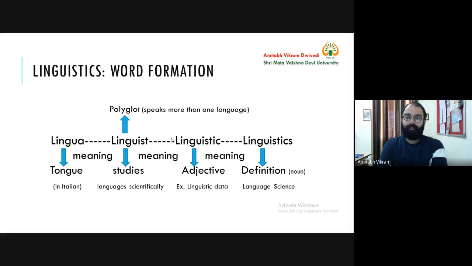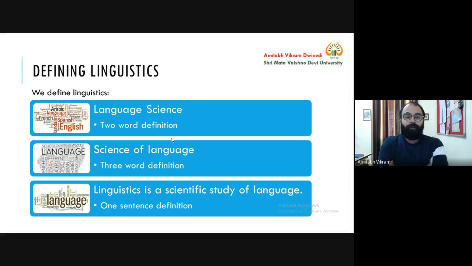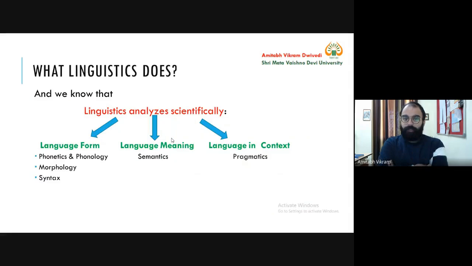languages scientifically. This meaning is quite important for us, and we have also seen what we mean by to study something scientifically. We also try to define linguistics, and we can define it in two words as language science or science of language, or we can also have a one sentence definition, that is, linguistics is a scientific study of language.